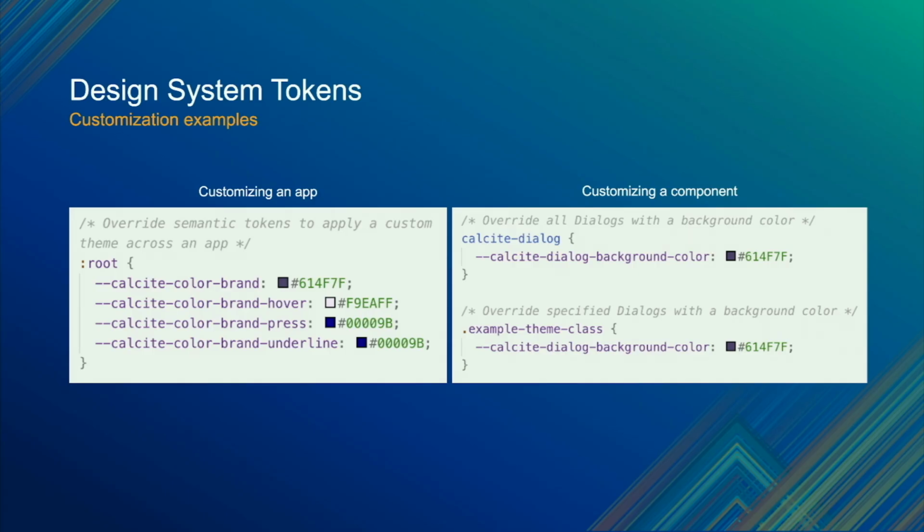And then on the right, I have an example where I may just want to customize an individual component or all the dialog components in your app. So in the first one, if I target the Calcite dialog and change the dialog's background color, that'll change the color for every dialog in that page. But if I wanted to just override a specific dialog and change the background color, I could give it a class and then change the token for that specific class, and it'll just affect that one individual component.